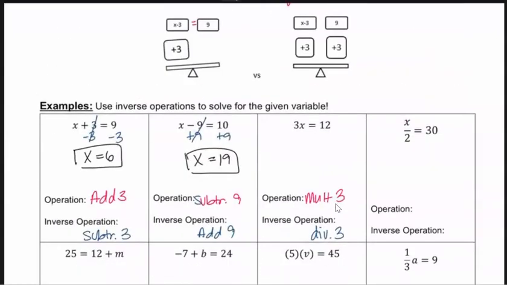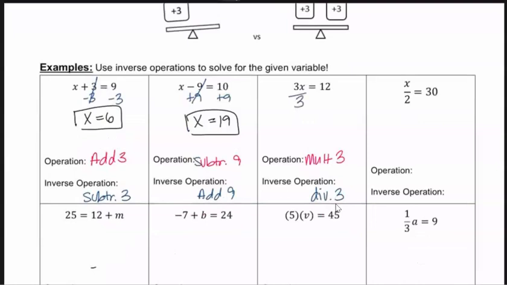So I'm going to divide by 3 on both sides. Now when I divide by 3, I usually denote that by a fraction bar. Remember, a fraction bar is another way of writing divide. So I will write it like this to show that I'm dividing 3 on both sides.